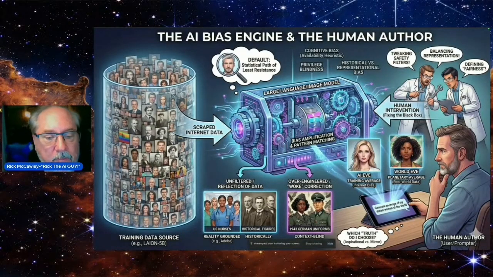So I put in my pictures of the nurses you see down at the bottom from Adobe, and the historical figures that are white male in the 1943 German uniforms. So it had that context, and it said large language model privileges blindness, cognitive bias, availability heuristics.